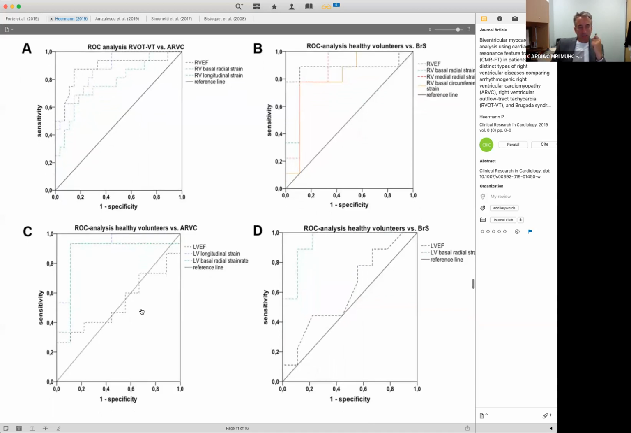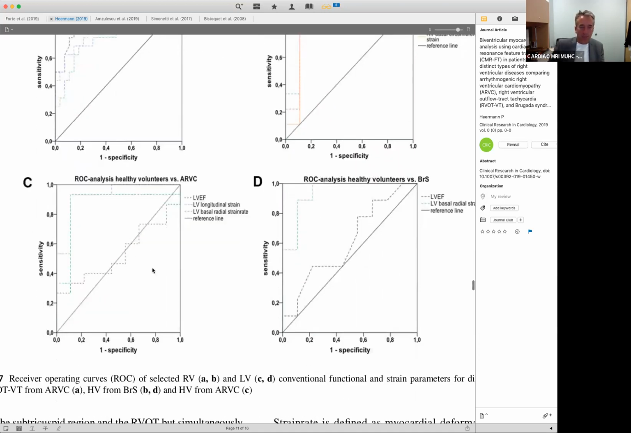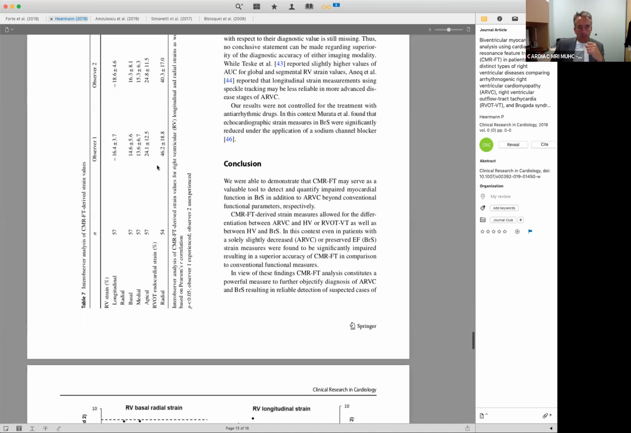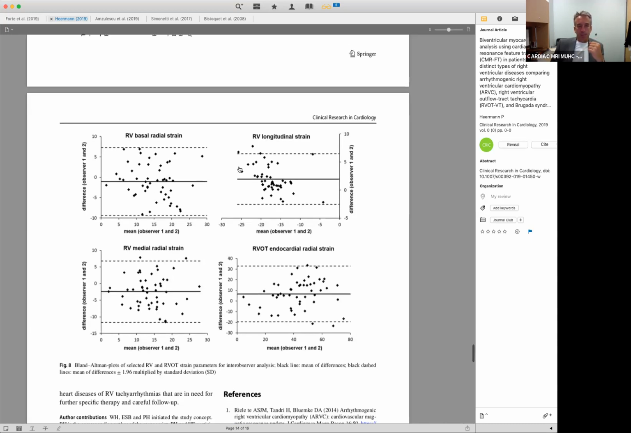So that's somewhat surprising. It may be that if you go against healthy volunteers, ARVC maybe can, but in that case, the strain values have a certain role. So here are some of the blind outcome analyses where you see that there is quite some variability, which is also between observers. And so it's pretty clear that there's a lot of subjective assessment here.